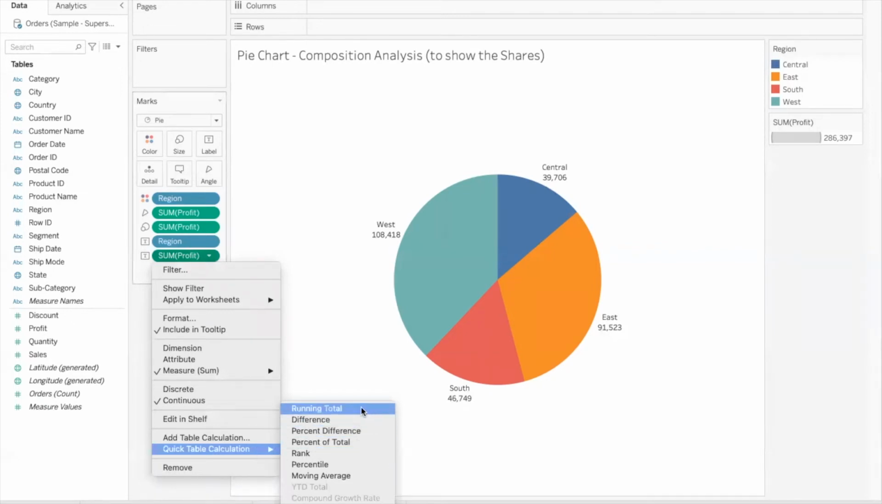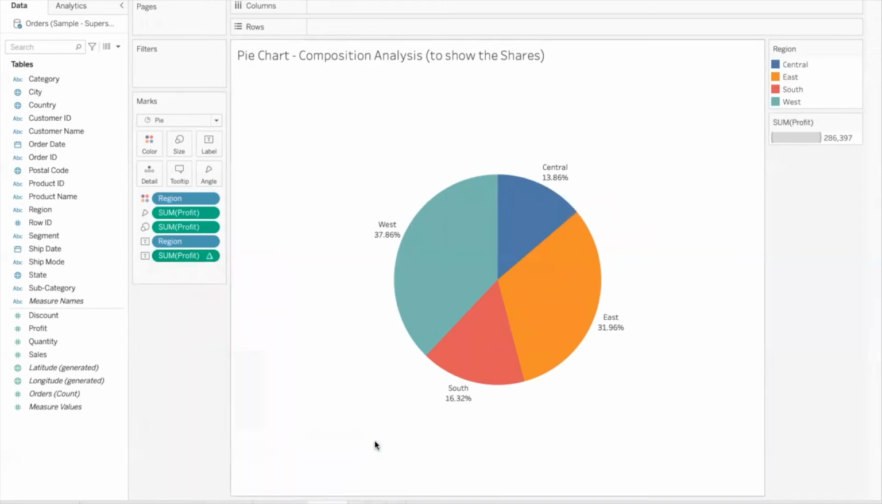There are many other quick table calculations available. So if you have to get the running total or difference, etc., you don't have to write a formula. It's already written and available. You just need to use it. Here I'm going to use percent of total. Look at that. Tableau has computed the percentages and it's showing us the percentages. So Central region's share in the overall profit is about 14%. West region's contribution or its share is about 38%.